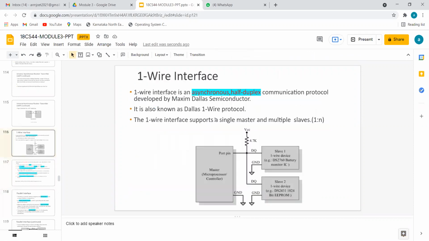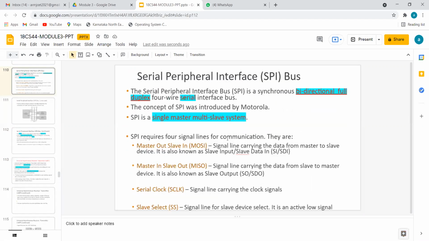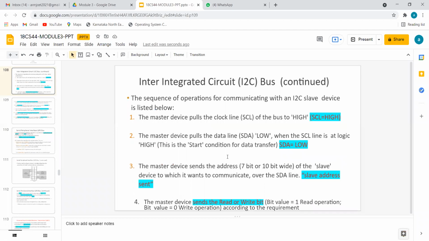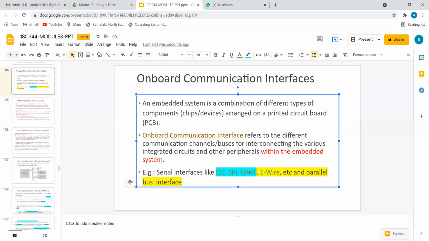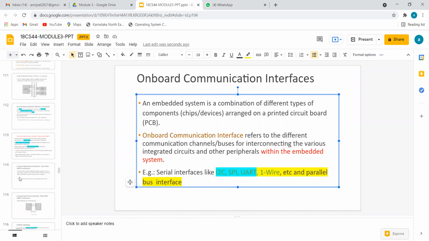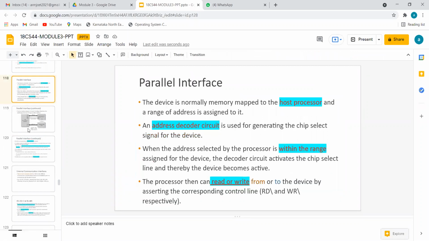That finishes our four standard communication protocols, which are I2C, SPI, UART, and one wire. So let's go for the last one in the section of onboard communication, that is the parallel interface.